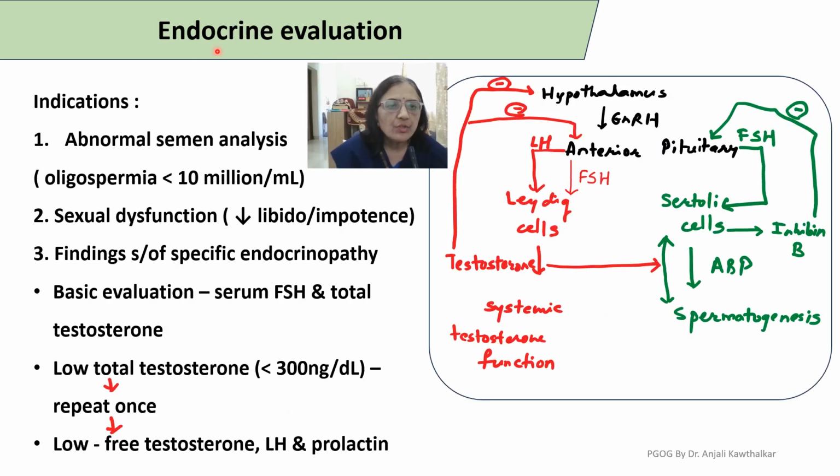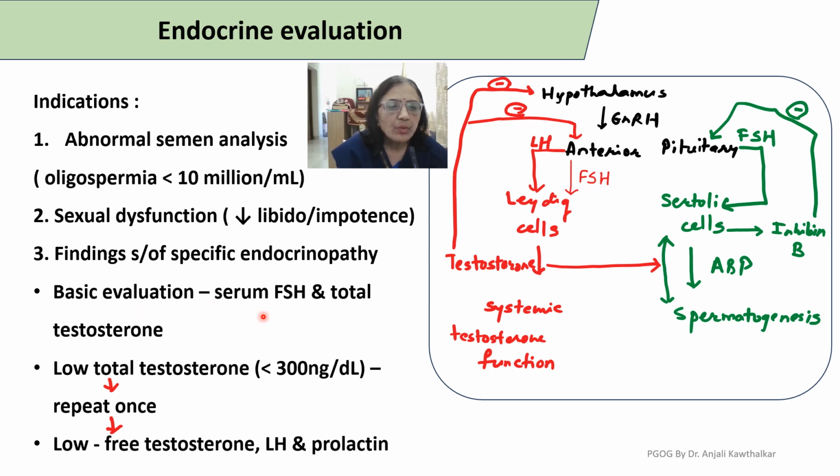Coming to endocrine evaluation, the indications to do endocrine evaluation of the male partner are: abnormal semen analysis, especially oligozoospermia with less than 10 million per ml count; sexual dysfunction, decreased libido, or impotence; and any findings suggestive of a specific endocrinopathy. So these are the three indications to proceed with endocrine evaluation in the male partner.